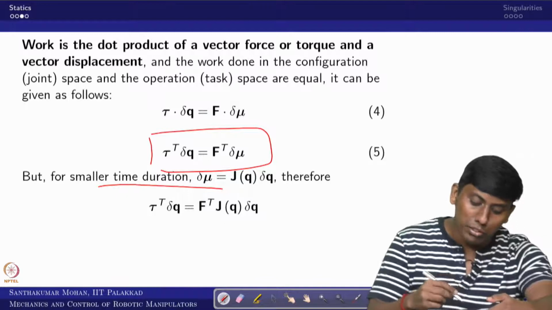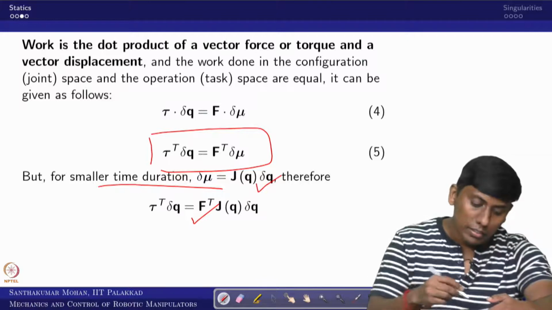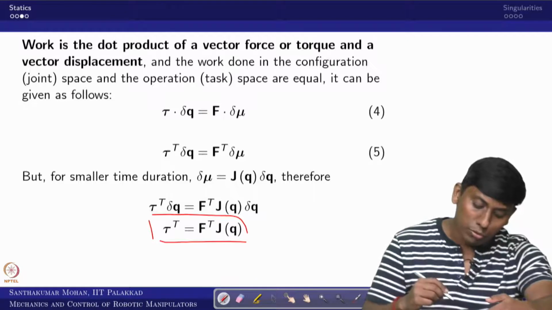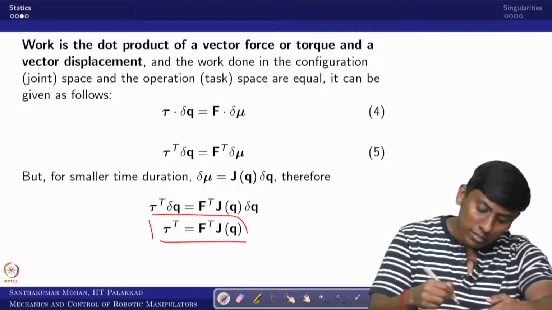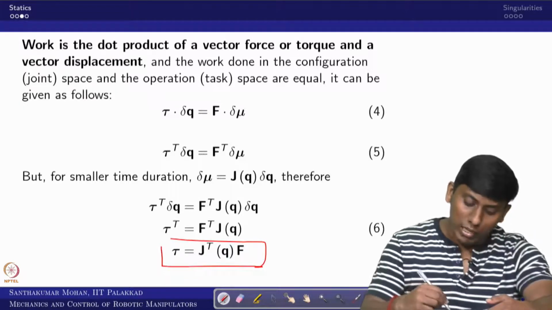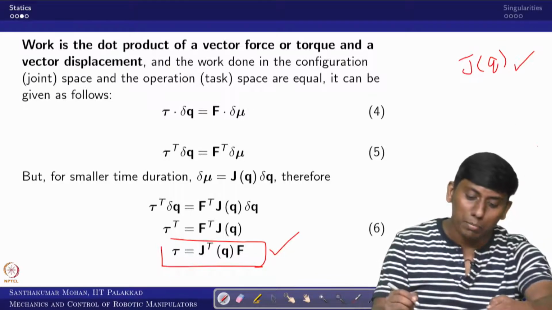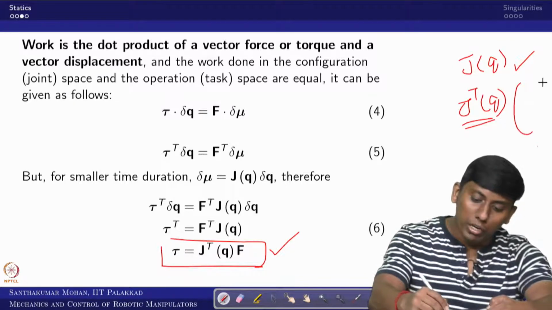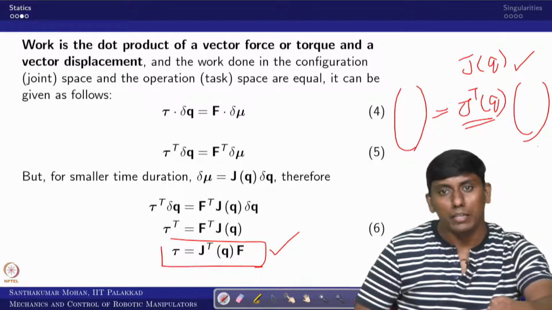And for a smaller time duration you can write this. So if this is valid, this can be done, right? Once this is done, this is the final relation. You take transpose throughout, so this whole transpose would become tau, and the transpose is interchanged. This relation you know, because j of q can be obtained with the velocity propagation. So now only j of q transpose is required, and you know the end effector forces, you can calculate the input required to maintain that static equilibrium.